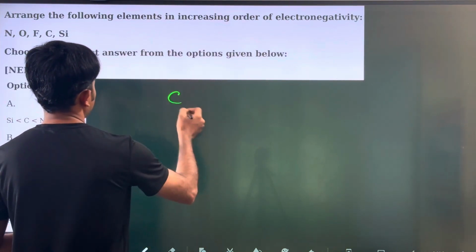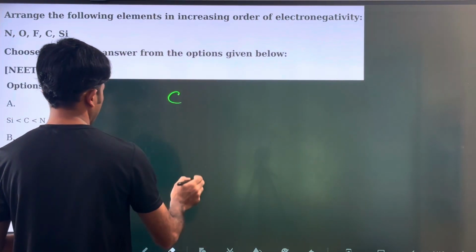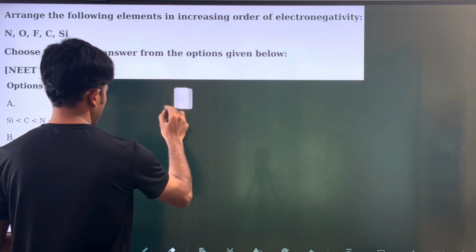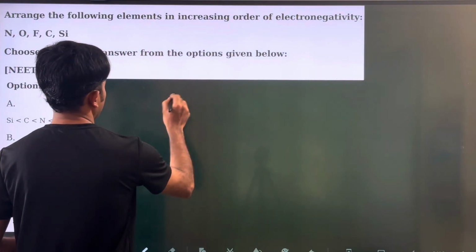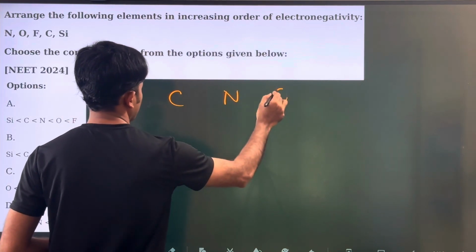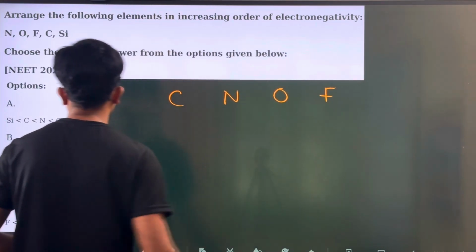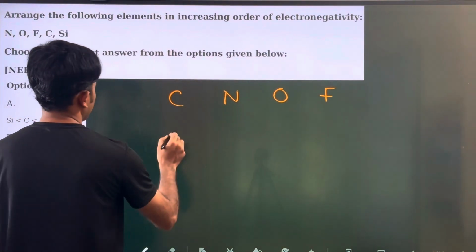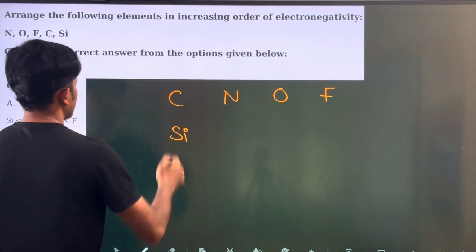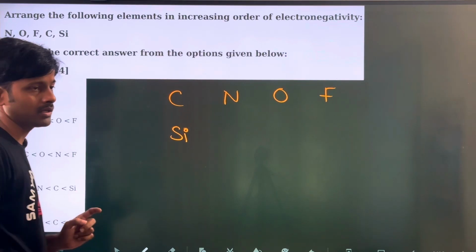So first carbon will come. Which one will come after carbon? Nitrogen will come. Yes or no? After carbon, nitrogen will come. Next oxygen. Next fluorine. Okay. So where will silicon come? Silicon is in the fourth group, so carbon, silicon, germanium, like that it will come.